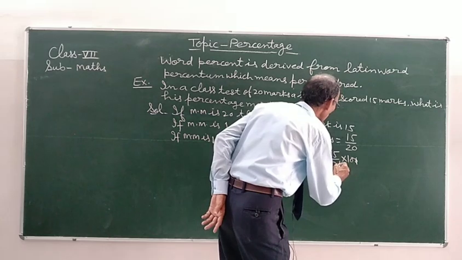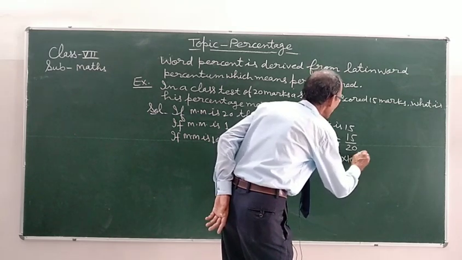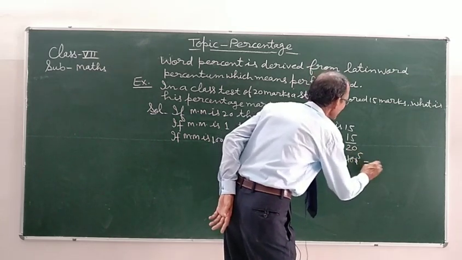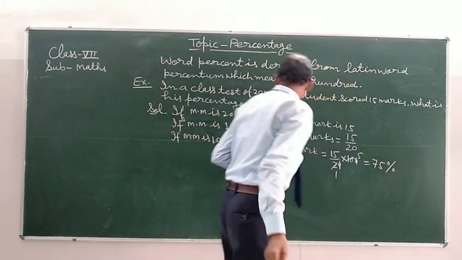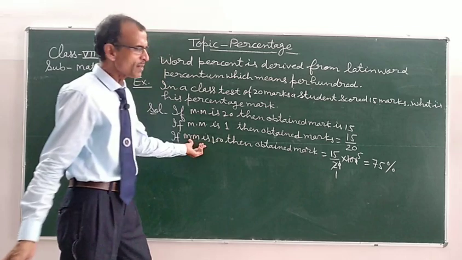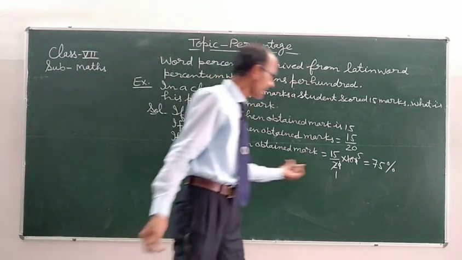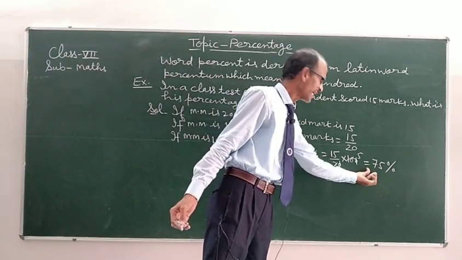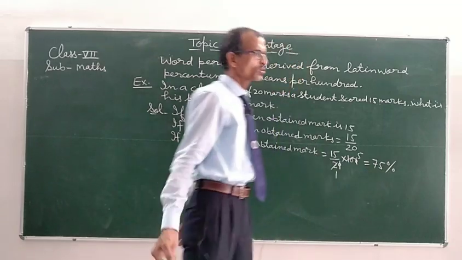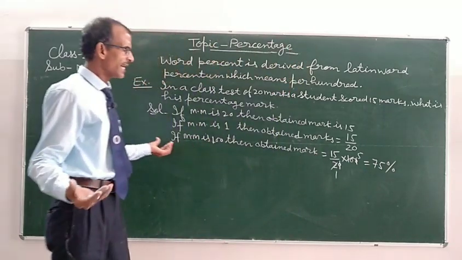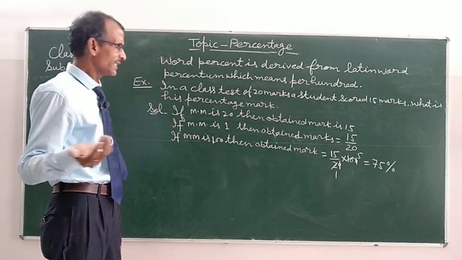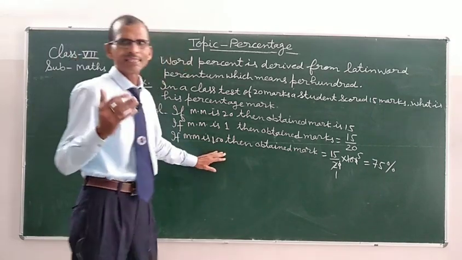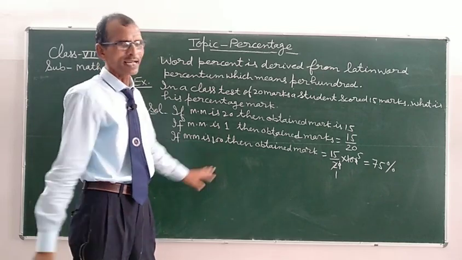0 cancels by 0, 2 1s are 2, 2 5s are 10, 15 5s are 75%. Means if maximum mark is 100, then obtained mark will be 75. That is 75%. It is clear that when we calculate the value of a quantity out of 100, that is called percentage.